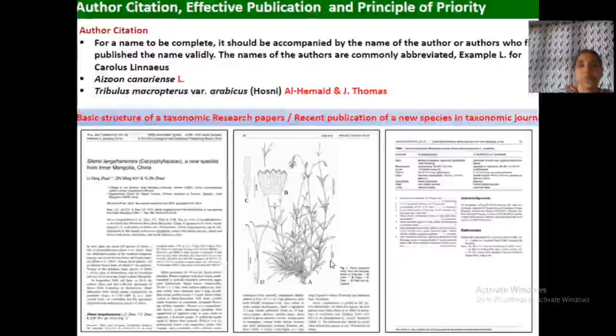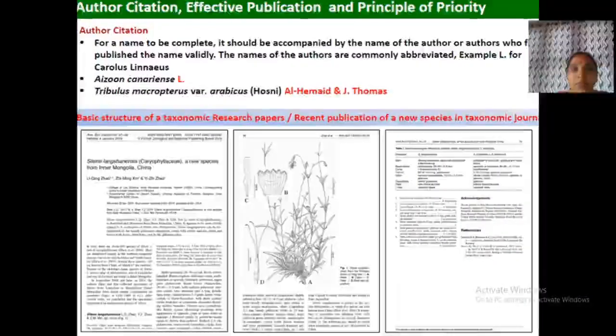Now, author citation, effective publication and the principle of priority combined. See, for a name to be complete, it should be accompanied by author citation. Example: Tribulus macropterus variety arabicus Hosni. Why is Hosni in brackets? Who first published? Al-Hamid and J. Thomas. See, this is the author citation. So this is the basic structure of a taxonomic research paper, publication of a new species in a taxonomic journal. Clear? I hope up to this we can finish today.